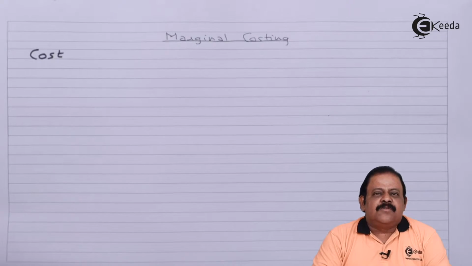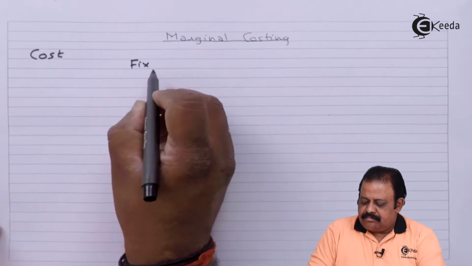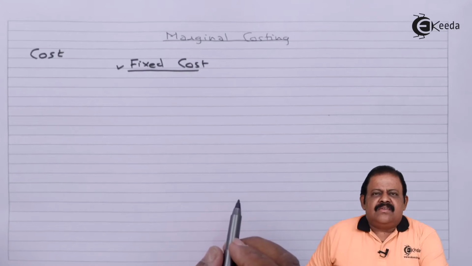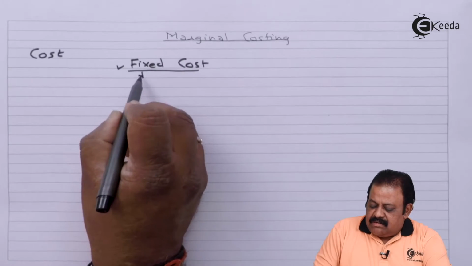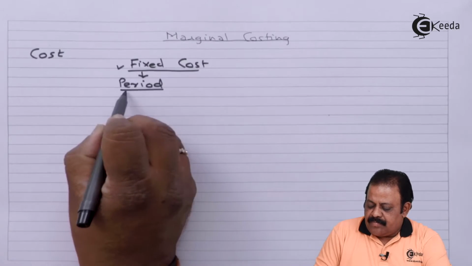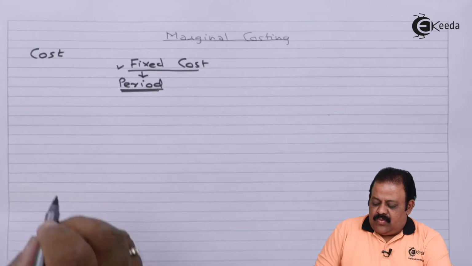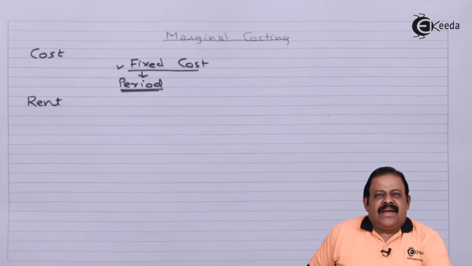Now this cost is basically of two types. First, we'll try to understand the concept of fixed cost. The word fixed here denotes fixed for a particular period. These are periodical costs. For example, monthly we are paying rent. So monthly rent which is paid is considered a periodical cost, it is called fixed cost.